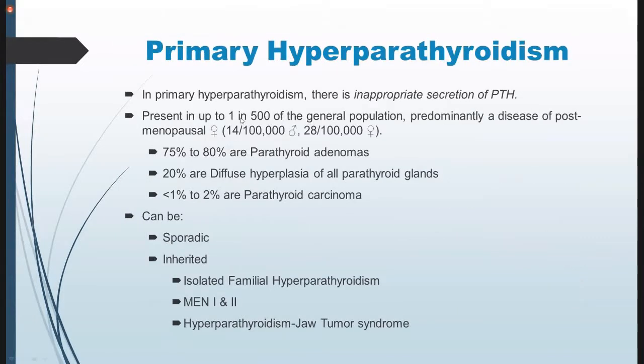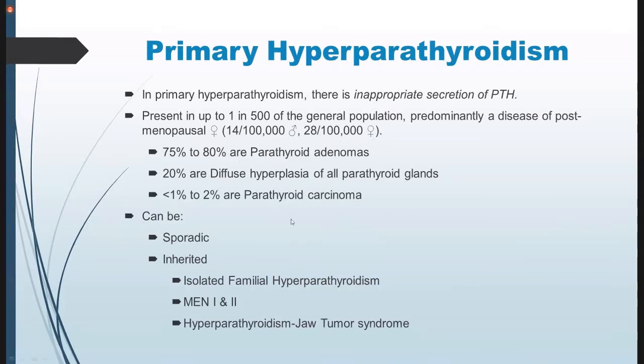Now, coming on to the types of hyperparathyroidism. Primary: in primary hyperparathyroidism, there is inappropriate secretion of PTH from the parathyroid glands. It may be present in up to 1 in 500 of the general population, and predominantly it is a disease of postmenopausal females, but it can be found in both sexes. And 75 to 80% of cases are parathyroid adenomas. 20% are diffuse hyperplasia of all parathyroid glands, and less than 1% is parathyroid carcinoma, which is very rare.